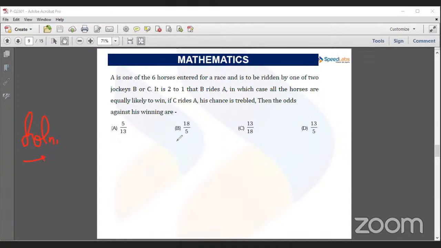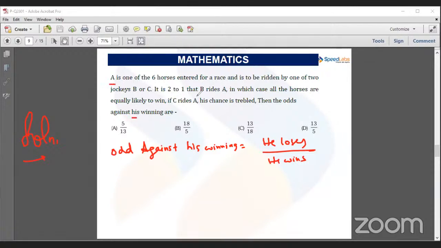Okay, first of all, odds against means his winning, which means he loses upon he wins. And I think 'his' here refers to the horse, not one of the persons. So that is the meaning of odds against. The ratio of lose by win. Okay?